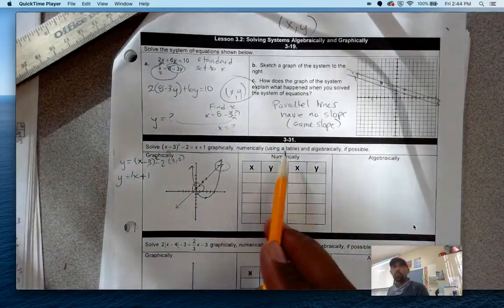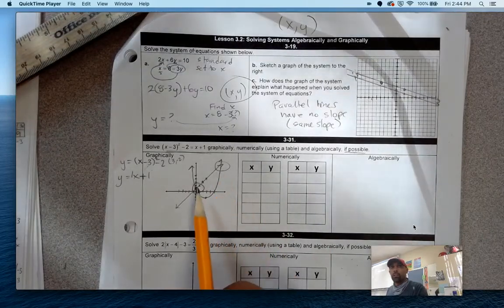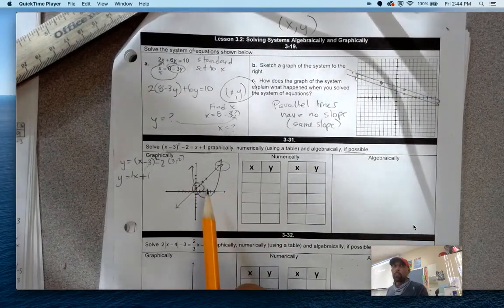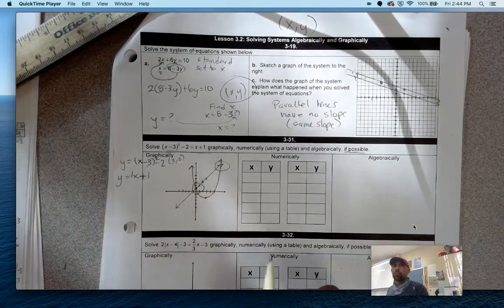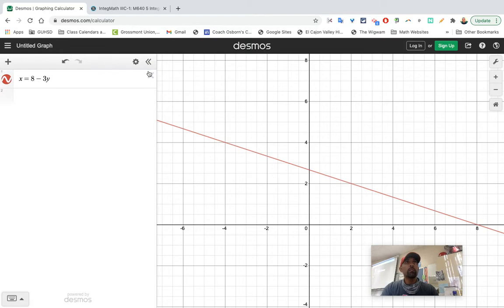But it's going to be somewhere about here and somewhere about here. Okay? So notice how it says if possible, right? So it's kind of hard unless I get the exact graph. So I could put this on Desmos and basically type those in. Okay, so let's go ahead and do that.